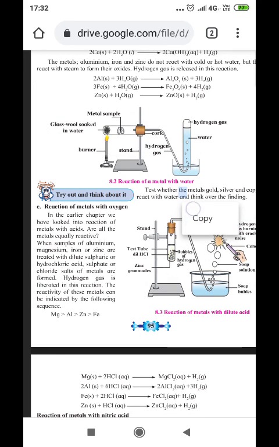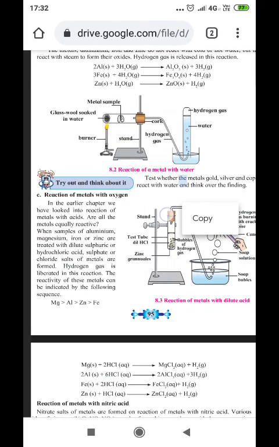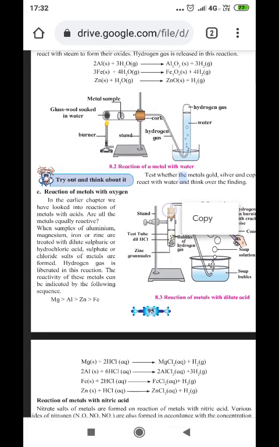Now, how is that experiment performed? This diagram is already drawn here. With the help of this, you can take your metal sample. Instead of the metal sample, you can take any of these metals and perform the experiment.